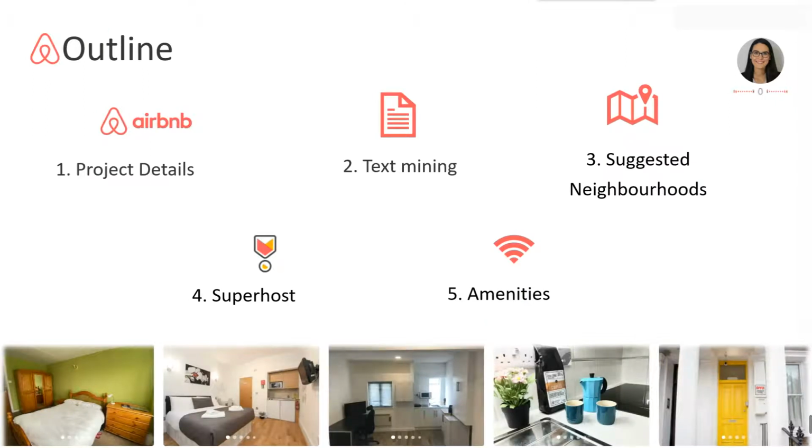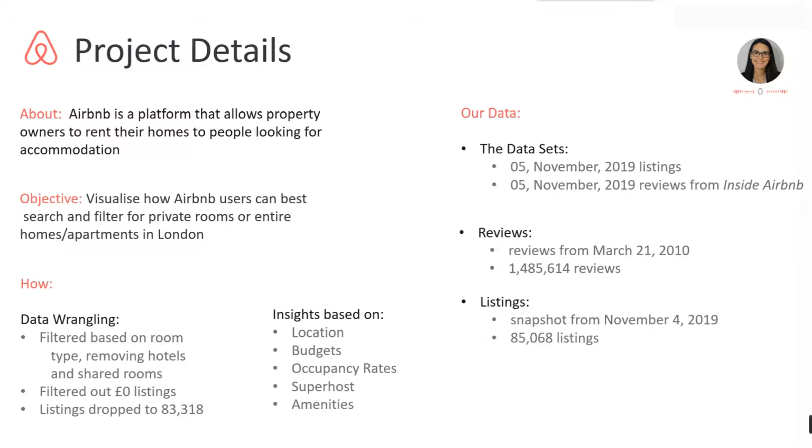So here's the outline of our project. We're going to start with the project details, introducing the data set and what we have done. And next we're going to go over some of the factors we explored, including text mining, suggested neighborhoods, superhost, and amenities.